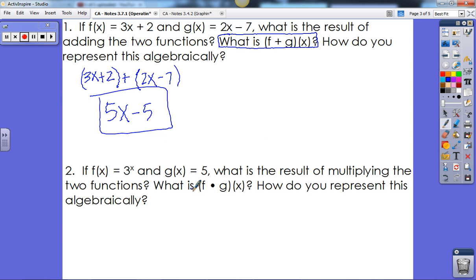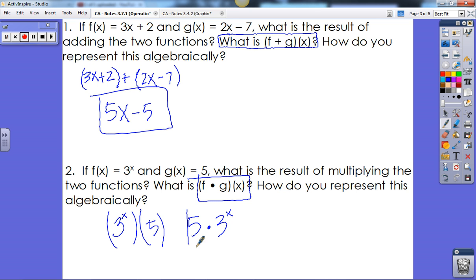Here are my two functions, f of x and g of x, and they're asking me to multiply them together. Again, multiplication, the order does not matter, so I've got f of x, which is 3 to the x, times g of x, which is 5. Now, typically when we look at this, we would write it in this order. We would have 5 first, and then times 3 raised to the x power. I would accept either answer, just make sure you could recognize it as both so that if it were multiple choice.